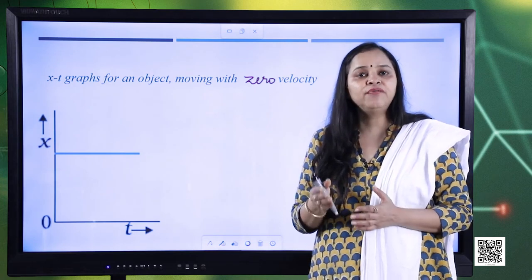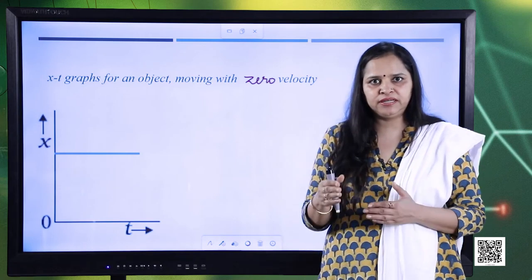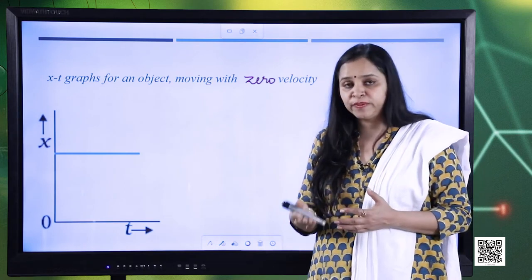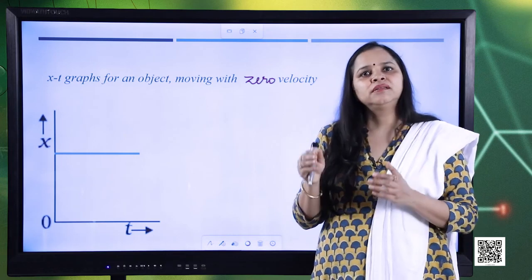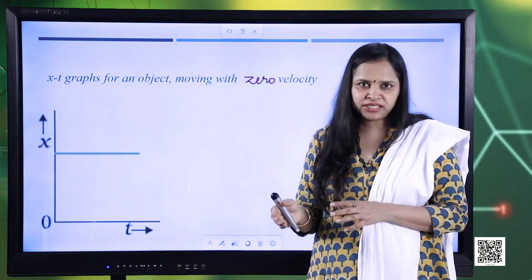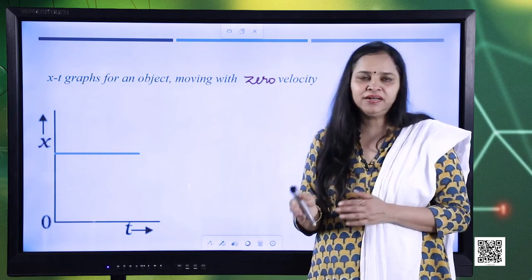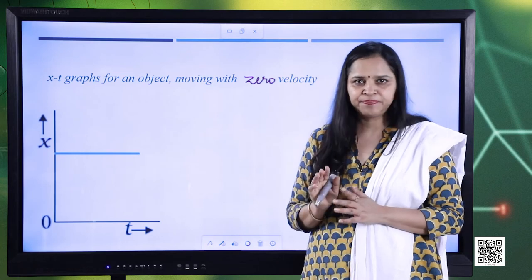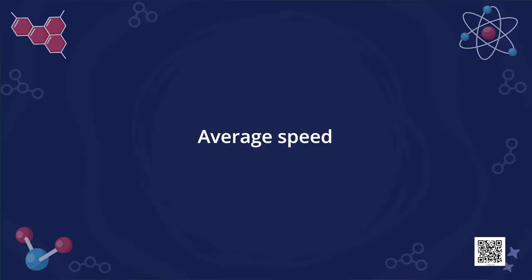In that case, when we actually want to know about the motion, we talk about another physical quantity called speed, which gives us the information about the actual motion, which depends on the actual length of the path traveled in the given interval of time. So for that, we talk about another physical quantity, average speed.